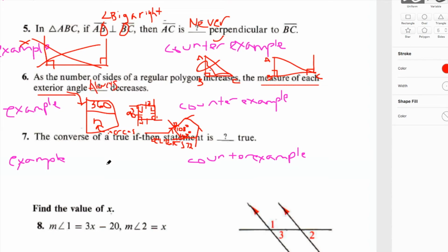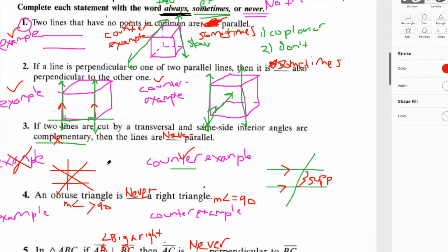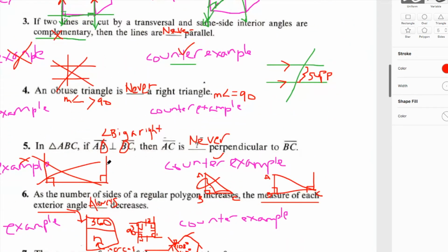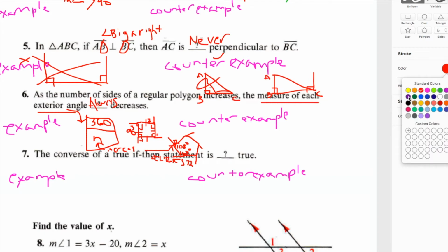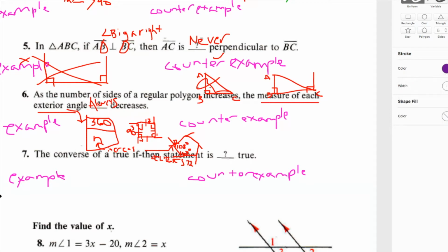And finally, for our always, sometimes, never fun. And I say fun because these are just really thinking problems. Think through them. Don't go too quickly on them, and then you won't like them. A lot of people don't like them. The converse of a true if-then statement is blank true. Well, let's at least start with the one that I keep saying here, and we'll tuck this into the examples column right here. If two parallel lines.